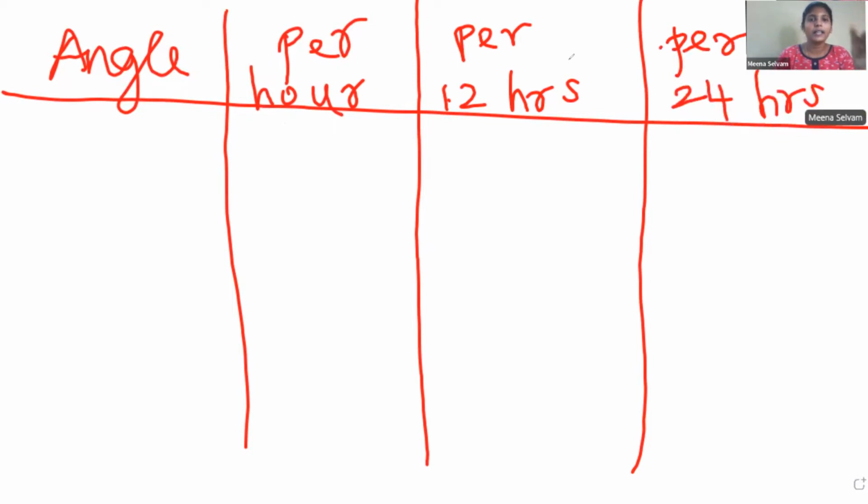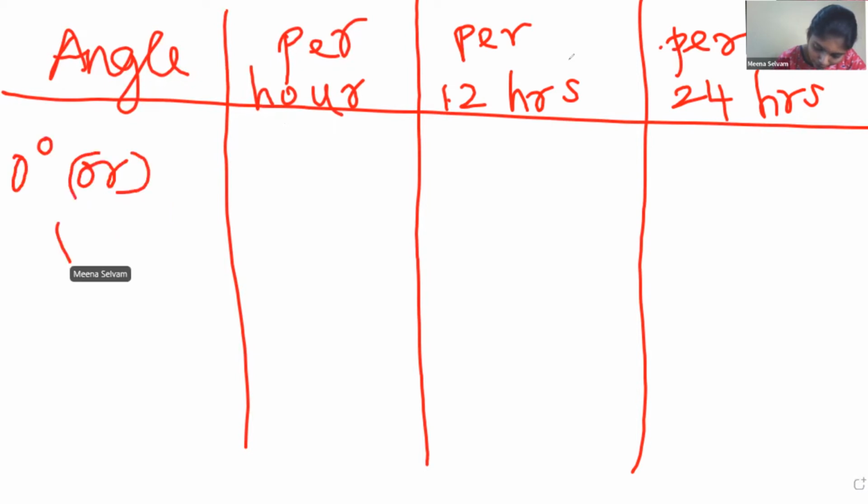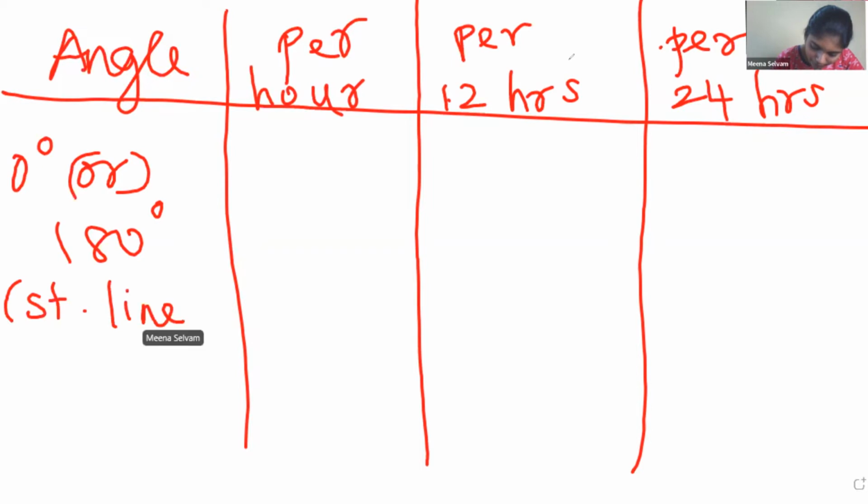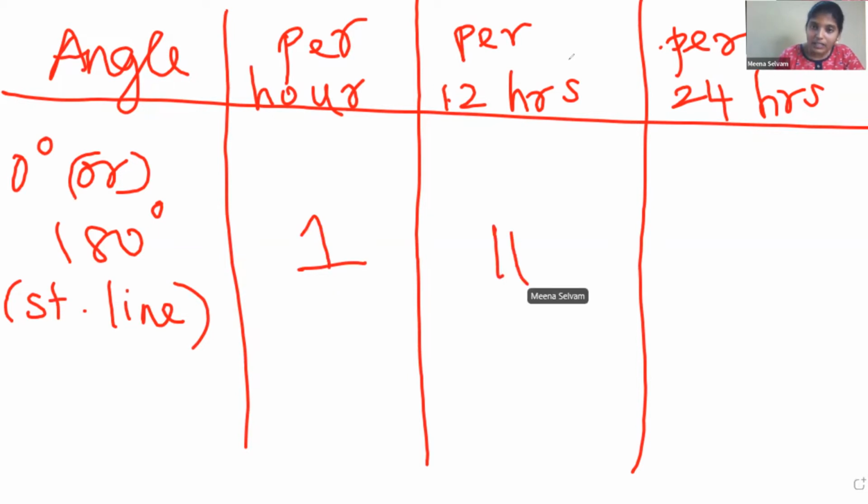Okay, so I have made it for 1 hour, how many times that angle is coming, how many times for 12 hours, how many times for 24 hours. Whenever it is 0 degree or 180 degree, 180 degree is nothing but the straight line formation. Write down there, straight line. So how many times does it come? It comes only once in 1 hour, 11 times in 12 hours, and 22 times in 24 hours.